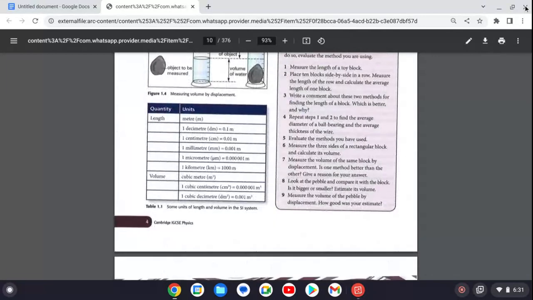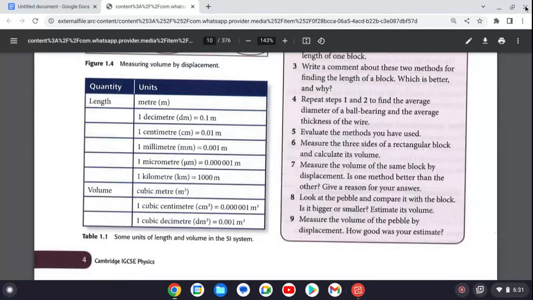This is the chart of quantity, length and volume, and its units, which start from meter, decimeter, centimeter, millimeter, micrometer, kilometer, and these have their values. You are familiar with them. If you have to convert meter into centimeter, or centimeter into meter, you have to multiply or divide. And in volume we have cubic meter, which is meter cube, cubic centimeter, centimeter cube, and cubic decimeter, dm cube.